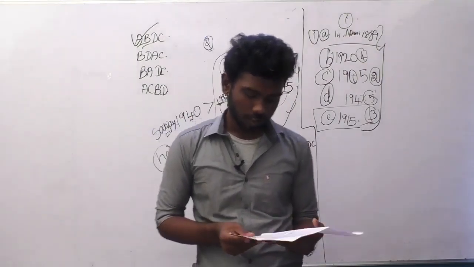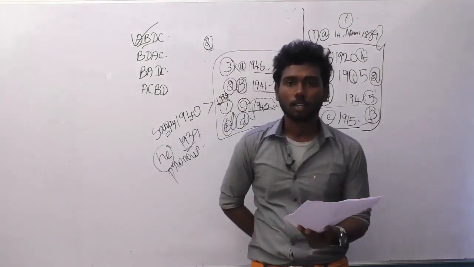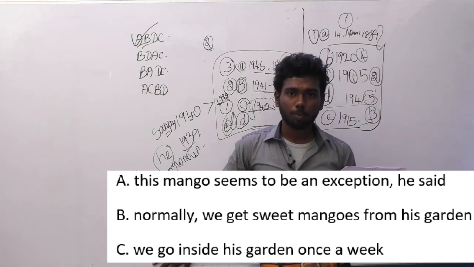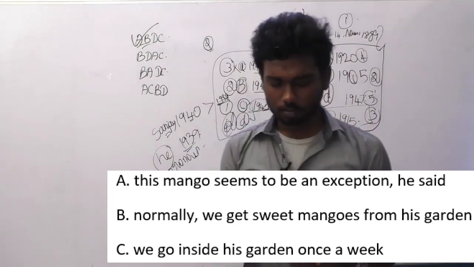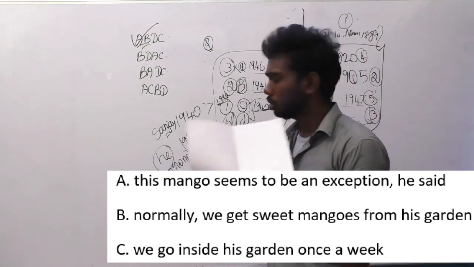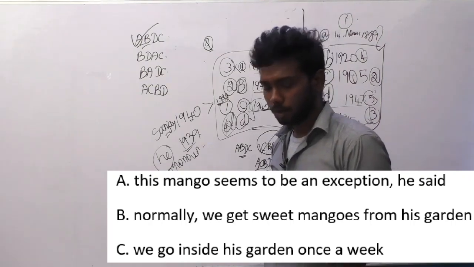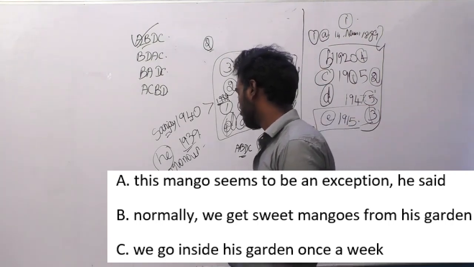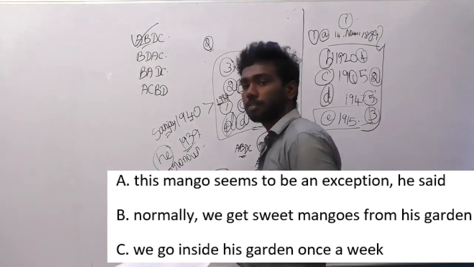Note this question. I am saying the sentences now. Sentence A: This mango seems to be an exception, he said. There is no possibility for this sentence to come first, because there are two things pending here. It has a pronoun-like word, because if there is a word like 'this mango' or 'that mango', it means that in the further coming sentences they are going to mention which mango.